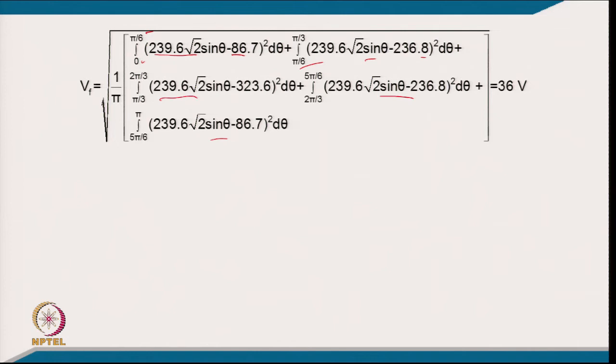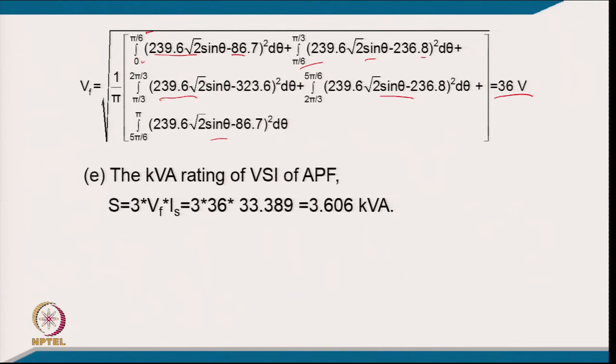So, after calculating and putting the value, it comes to 36 volt, and now the kVA rating of the series active filter is S equal to 3 VF IS. So, it is 3 into 36 into 33.389. So, it comes 3.606 kVA rating. Why is this rating less than the 6 pulse converter? Because here we have fewer harmonics to be injected into the system, because it is already a 12 pulse converter.